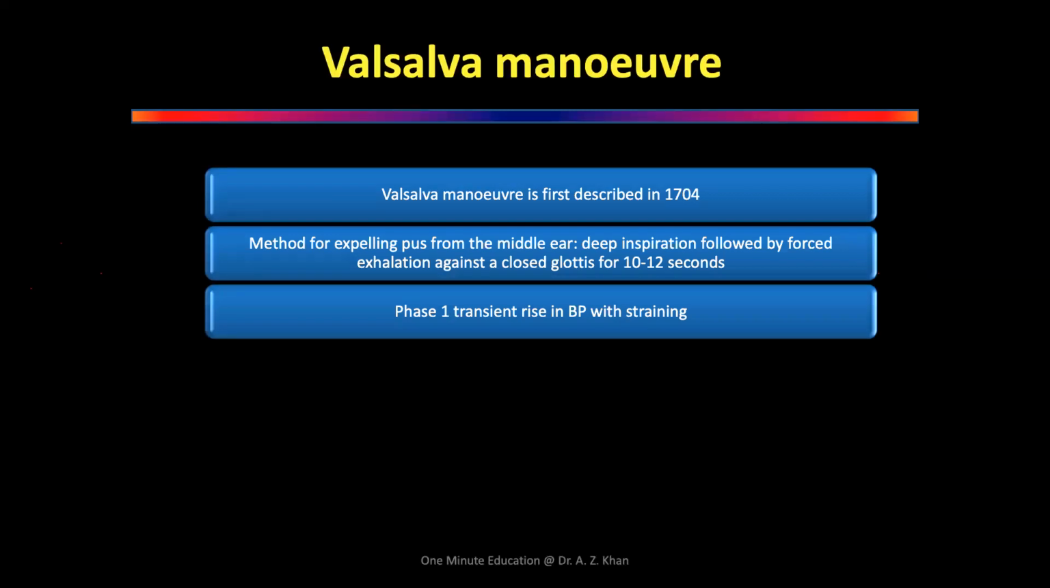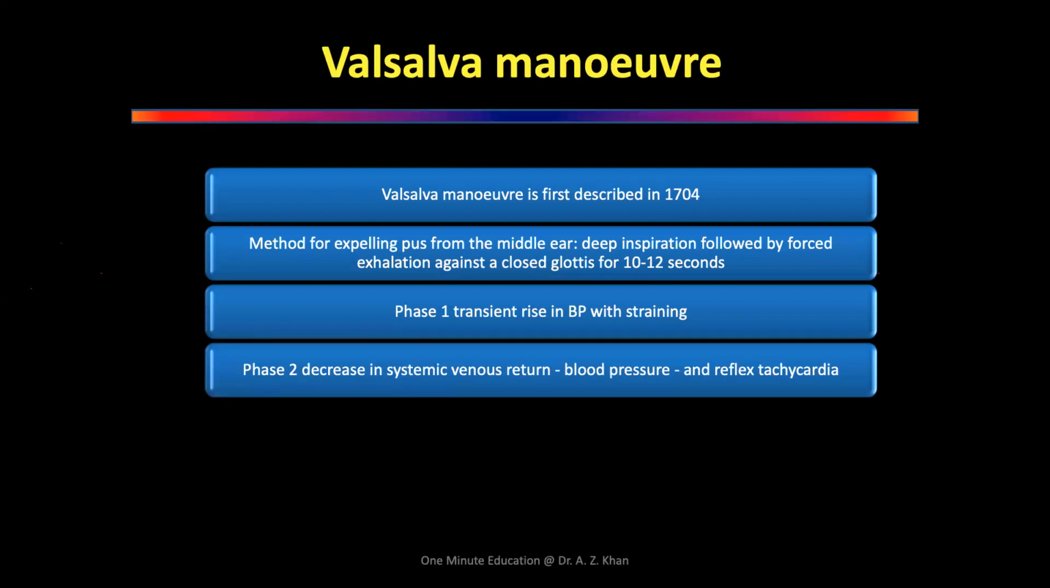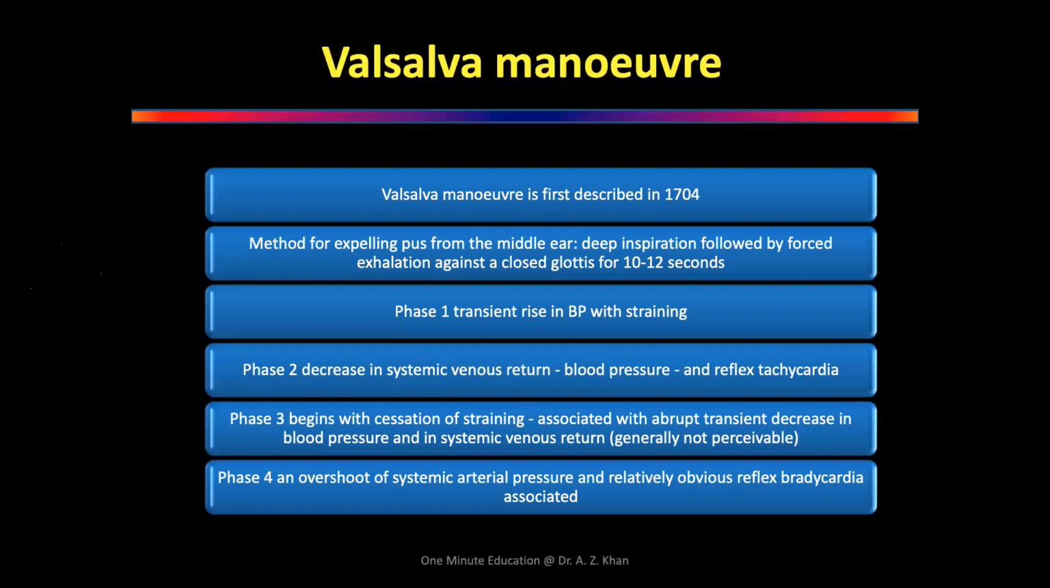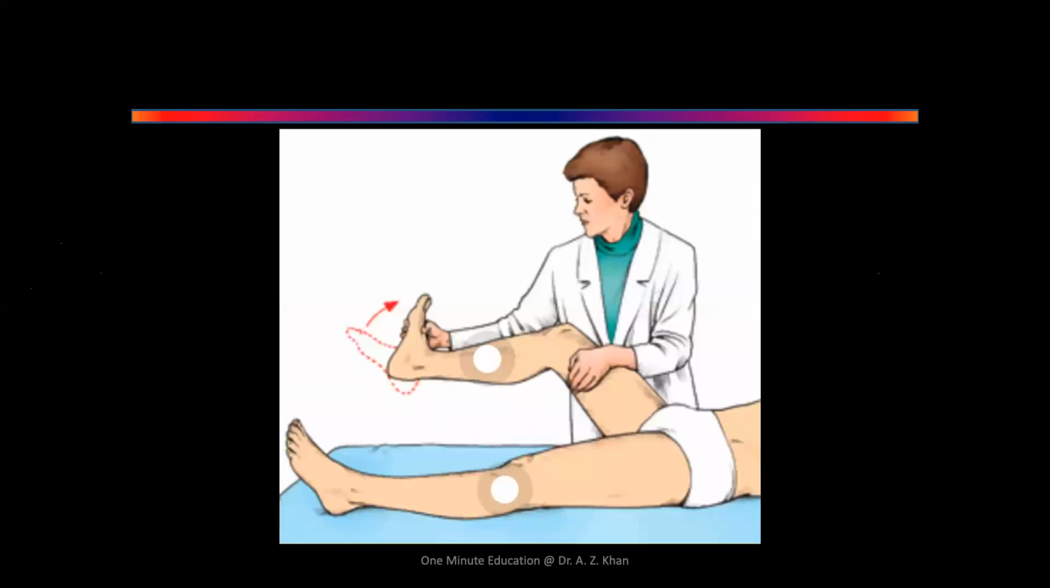Phase 1 is a transient rise in BP. Phase 2 is a decrease in SVR. Phase 3 is an abrupt transient decrease in the blood pressure and in SVR. And phase 4 is an overshoot of the systemic arterial pressure. So when you get this graph later on, sit and read through it and try to understand what is exactly happening in the Valsalva's maneuver. Important. This is an MCQ. Comes in many, many questions. Okay. What is happening here? Describe the test.